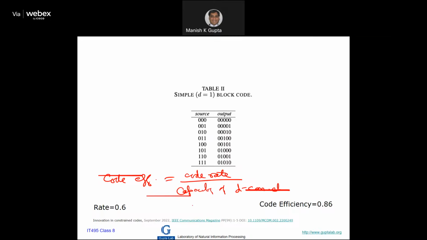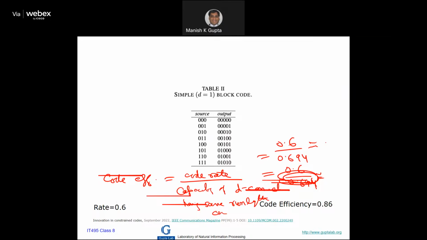Having the same run length constraint. Okay, this will be something around 0.6 divided by 0.695. Sorry, 0.694 actually, which is equivalent to 0.86. So this is a pretty good efficiency for such a simple thing. I'm purposefully not giving you the actual construction. I'm just allowing you to think, you young brains, how do we construct such things with a good efficiency, right?